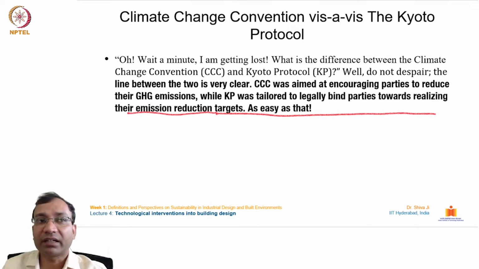Well, the CCC was actually to bring everyone together to discuss at the same table, so everyone agreed. But the Kyoto Protocol was a binding one which legally bound these countries to start reducing their emissions. So I hope you understood.